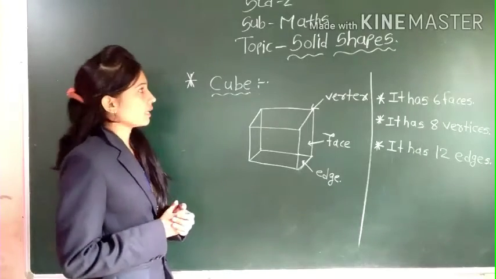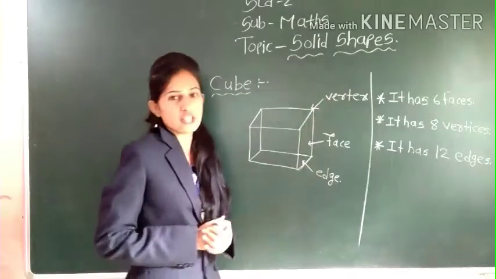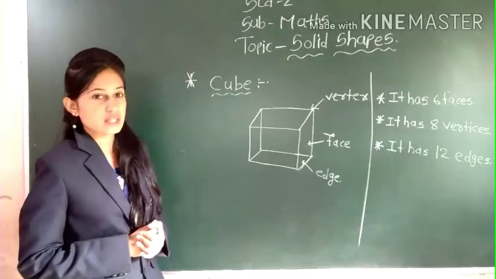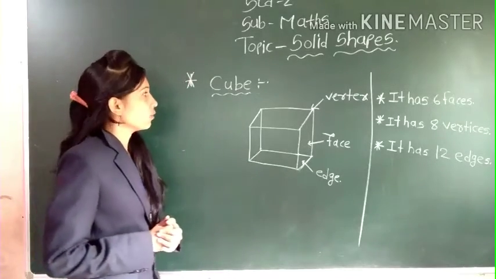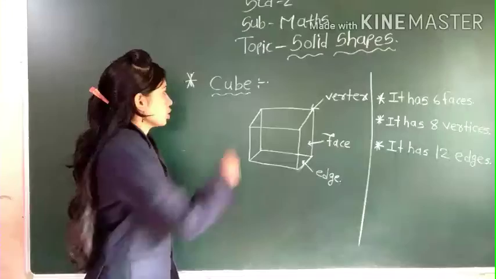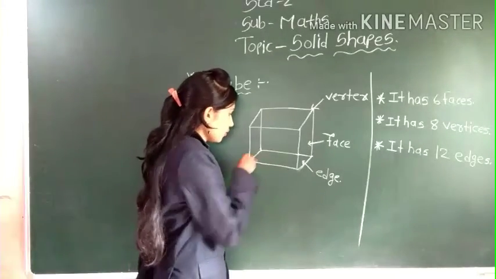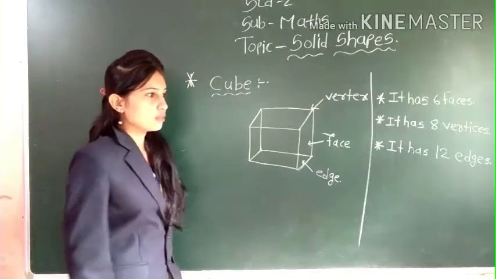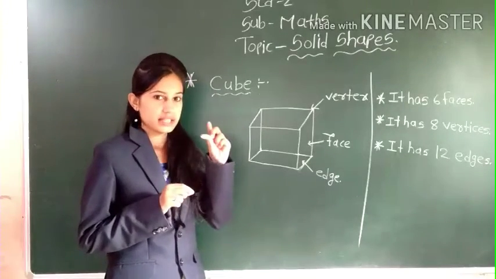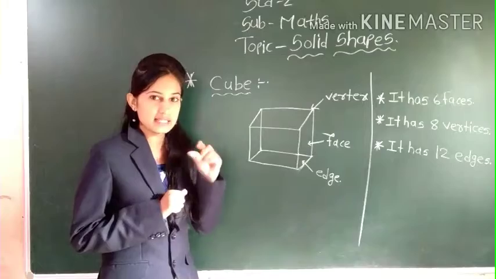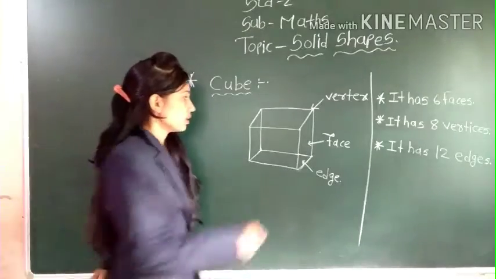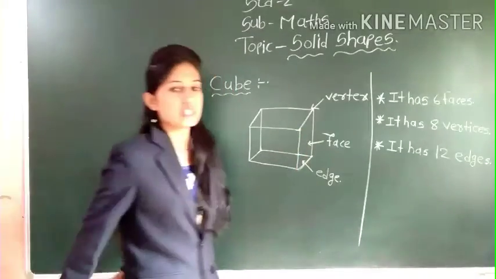Today we are going to start the next topic, solid shapes. We will see them one by one. First, cube. This is the figure of a cube. You know a cube, a dice. Can you see the dice? Yes, this is the cube. Cube is a solid shape.